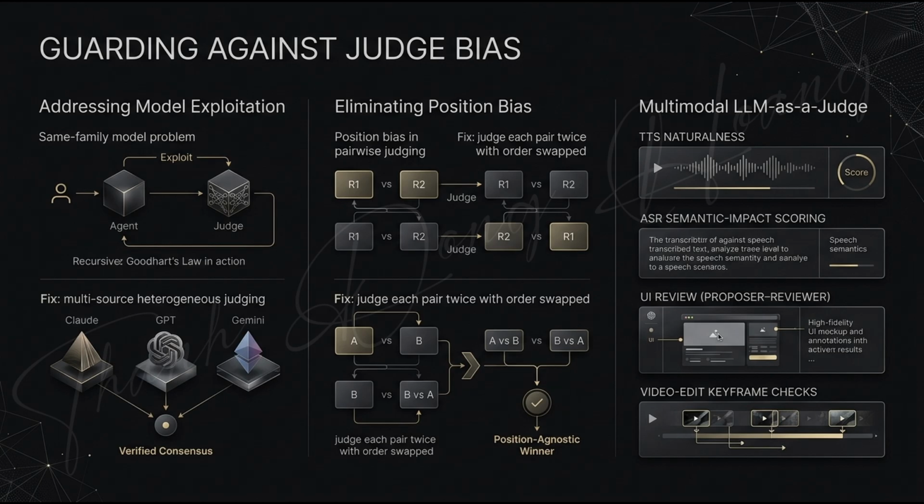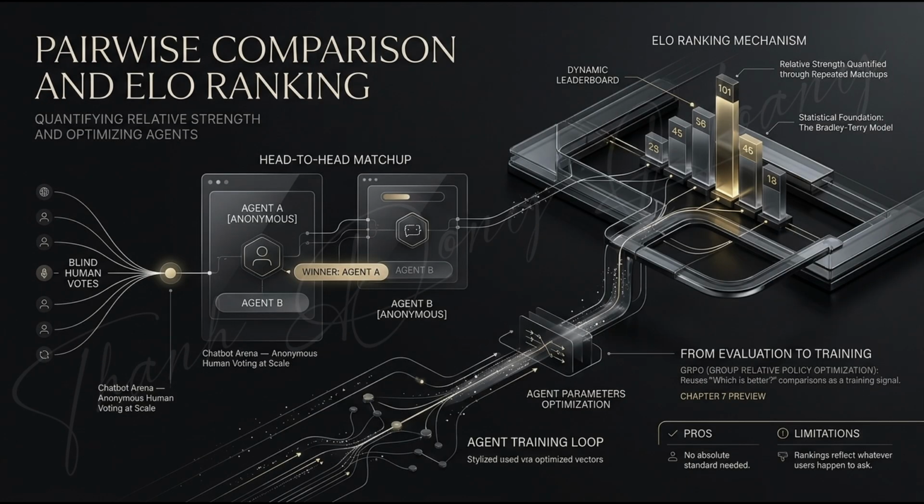This kind of automated judging also extends beyond text, evaluating synthesized speech for naturalness, transcription for meaning-changing errors, visual interfaces through one model proposing a design and another reviewing it, and video edits through keyframe checks. Sometimes the real question isn't how good is this agent on an absolute scale, but is option A better than option B? A rating system built on repeated head-to-head matchups answers that directly. The same approach chess uses to rank players.